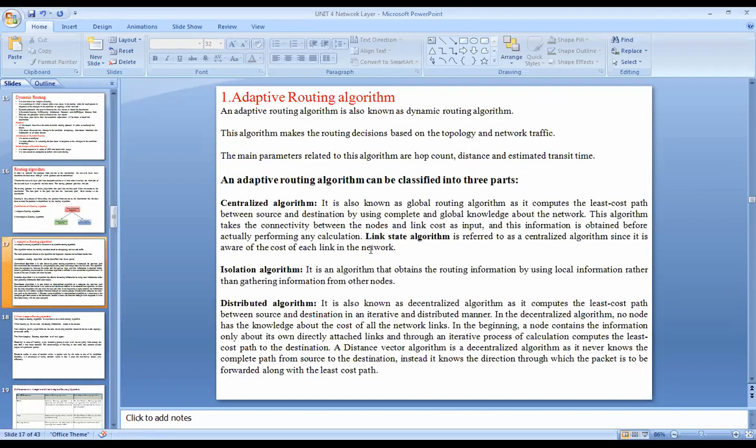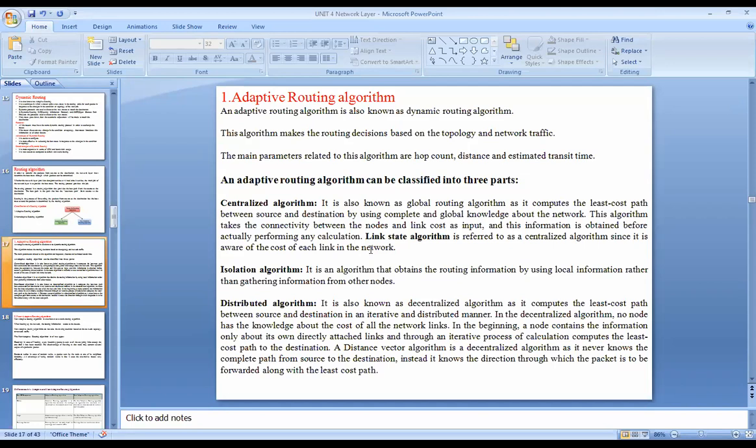What are the main parameters we are going to consider for this routing algorithm? You have to count hop count, distance, and estimated transmit time. What is the meaning of hop count? While transmitting packets, in between there will be networks, there will be connectivity. If you are transferring a packet over 500 kilometers, one network can't handle that much distance. So in between they install networks to strengthen the signal.